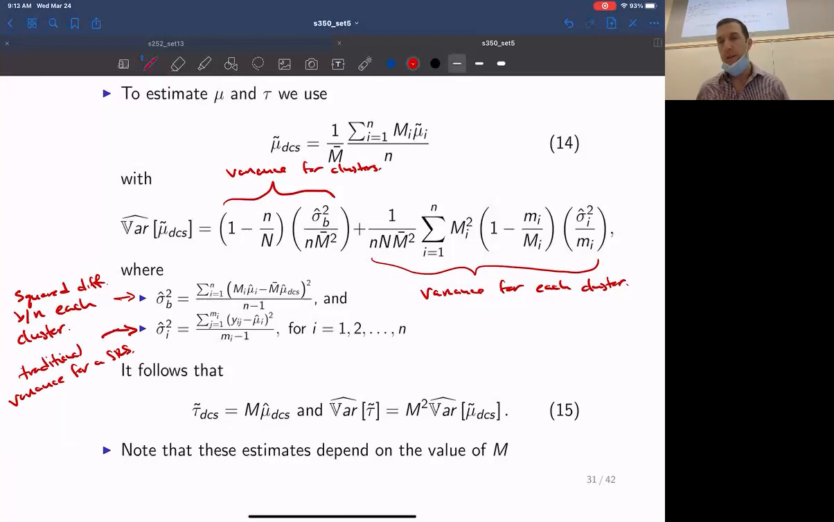Okay, if we wanted to extend this to be an estimator for the total, that's done in the usual way. So for example, if we need to get an estimate for tau hat CS based off of mu hat CS, we just multiply by the total number of elements within the population. And if we want to get an estimator for the variance, then we multiply our variance of the mean by M squared.